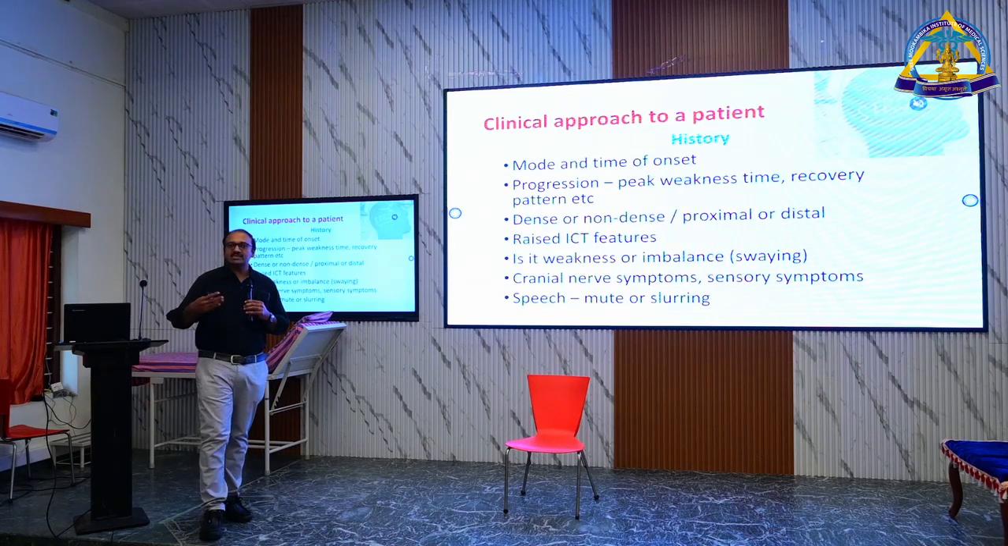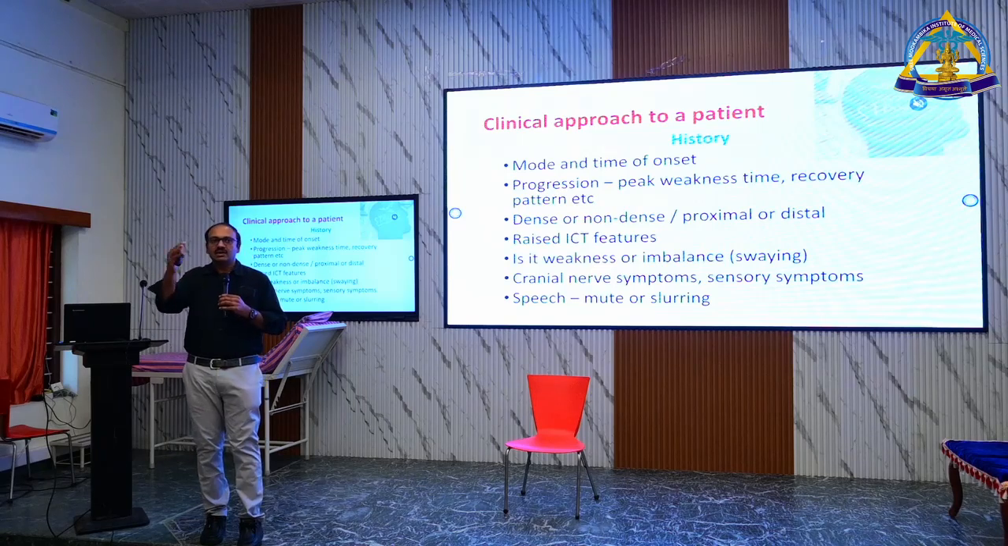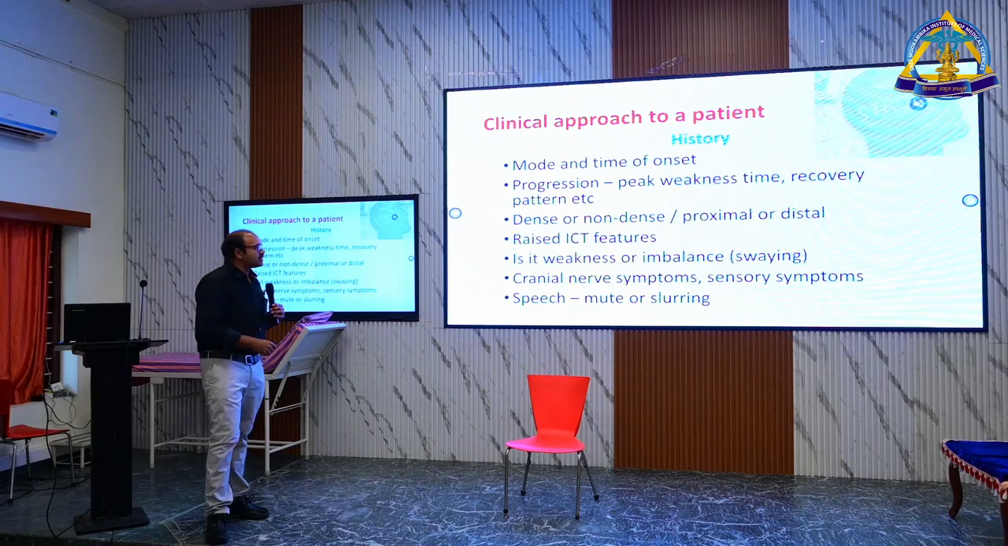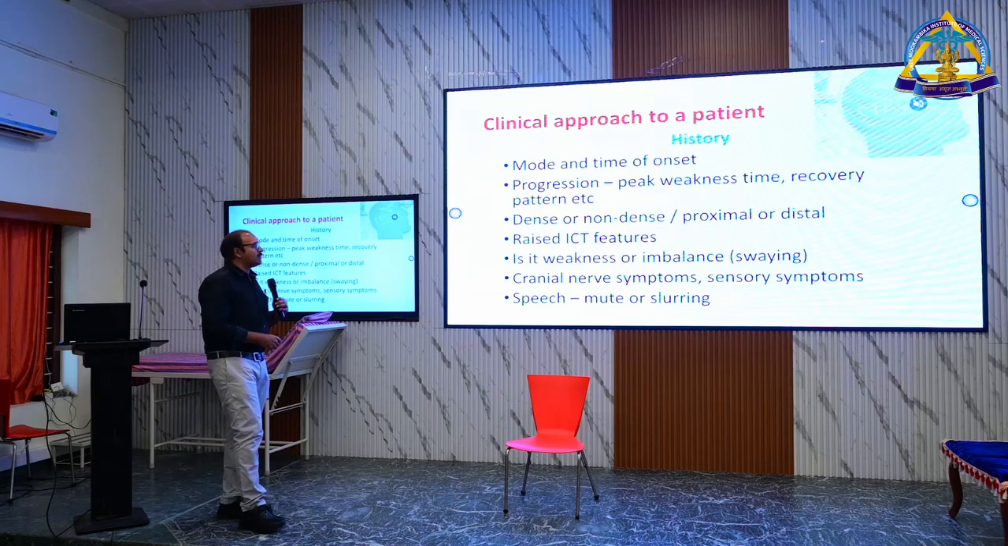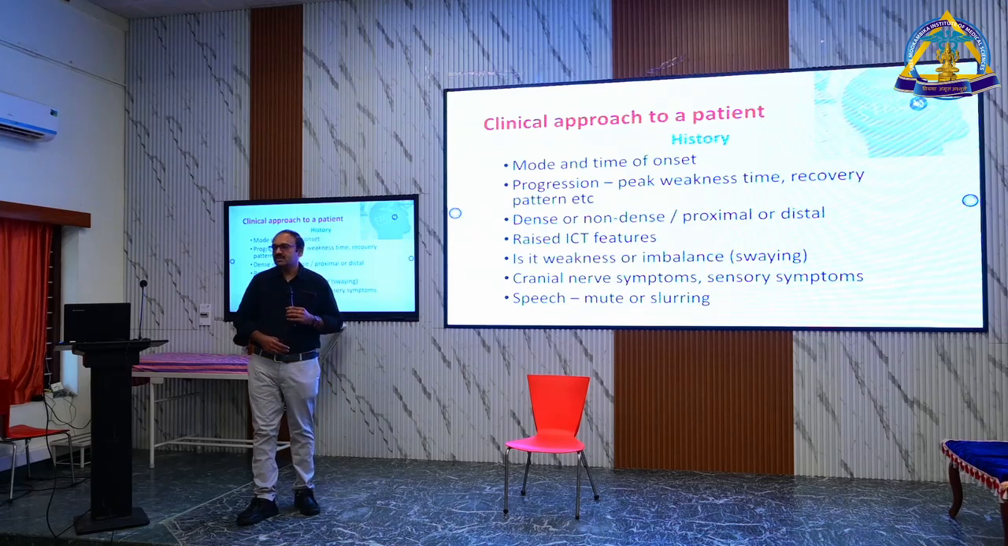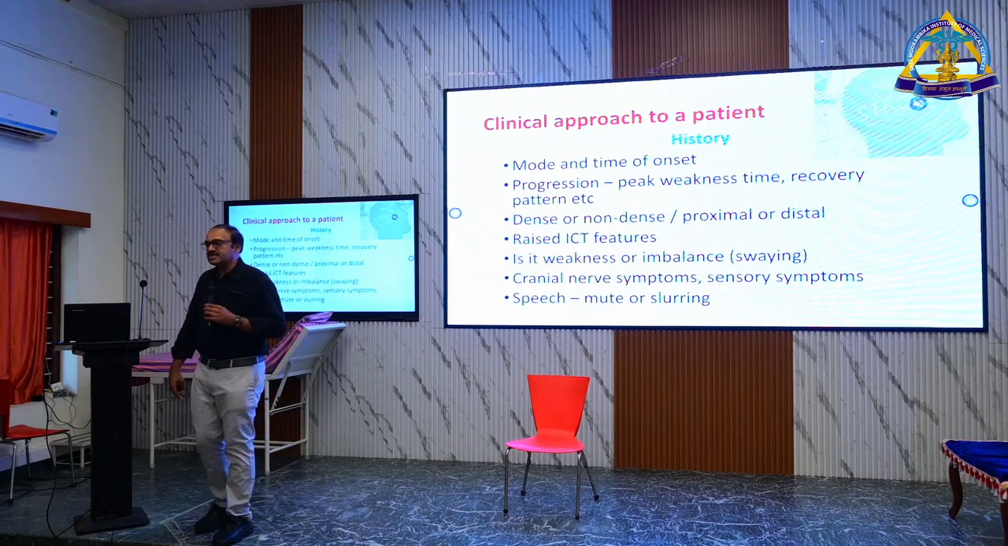So these are all points. When you have a doubt whether it is cortex or internal capsule, all these points will help, whether it is a dense lesion or non-dense lesion, proximal or distal. In general, UMN lesions have a distal tendency. What about raised intracranial pressure features? That favors a hemorrhagic lesion.